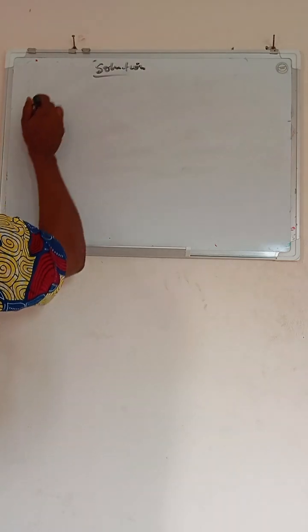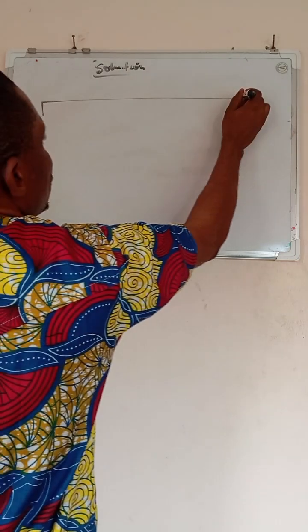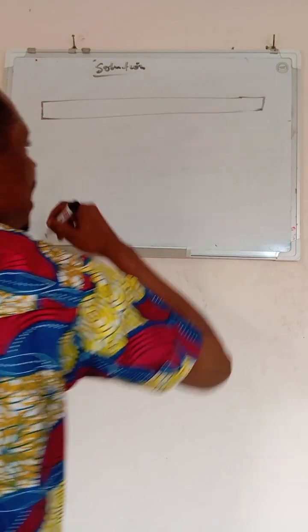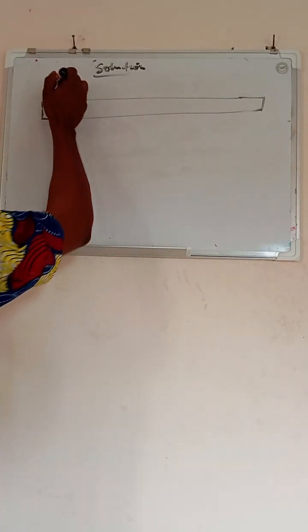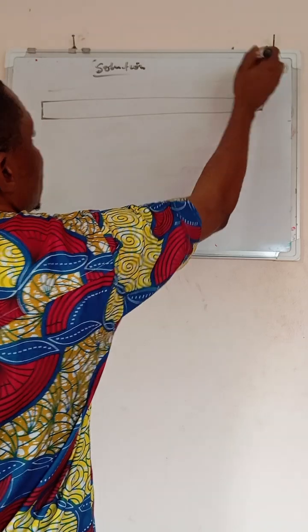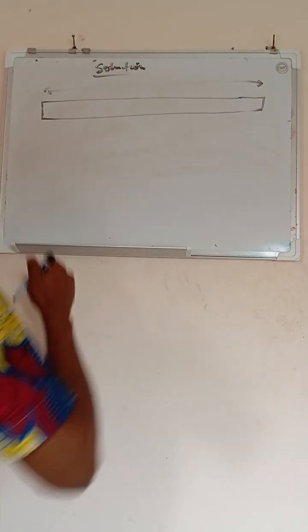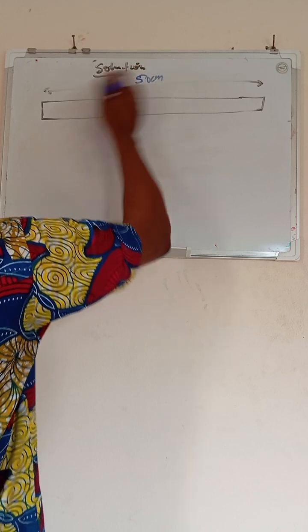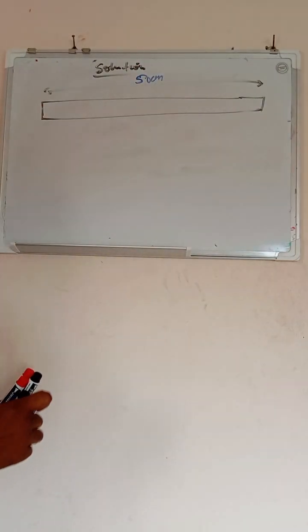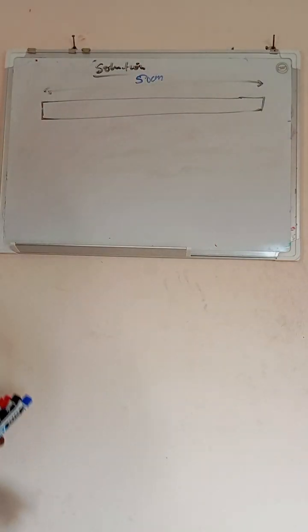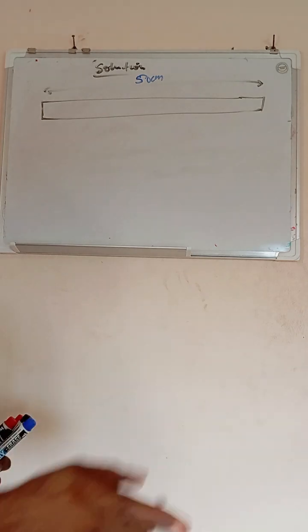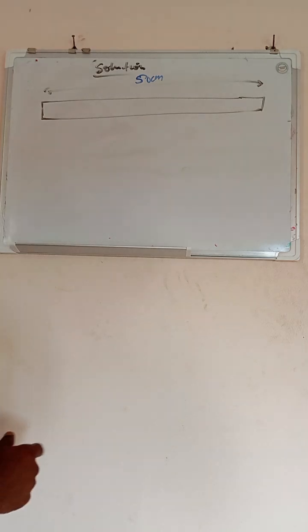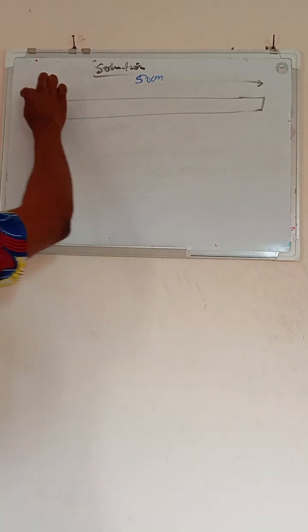Let this be the rod. Now, half meter, half of what? Since the distance is in centimeter, half of a meter will be 50 cm. The total, that is the full meter rod, will be 100 centimeter to make 1 meter. So they said that half of it is 50.